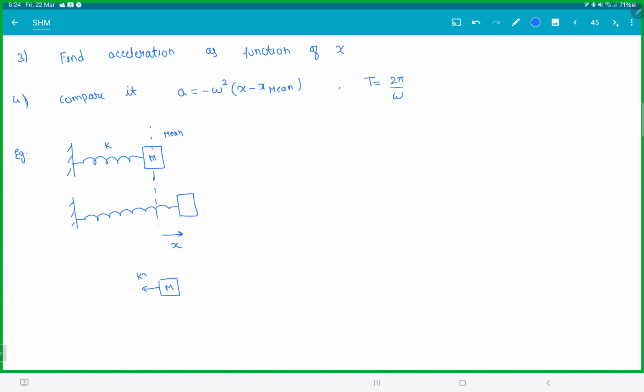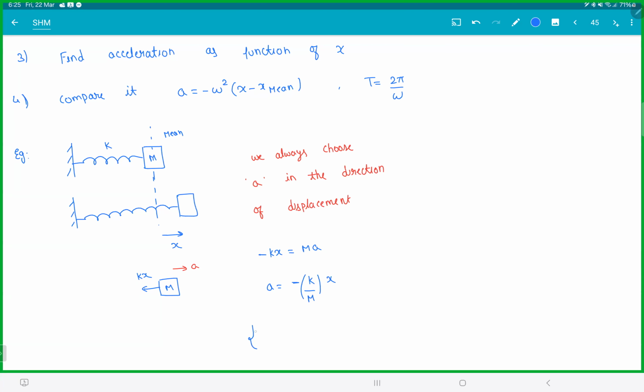The force will be kx. And remember the convention, we always choose acceleration in the direction of displacement. That is just a convention. If it is going forward, we think acceleration is also forward. We always choose a in the direction of displacement, and we know it is wrong, so automatically the sign will take care of it. The force is backward, acceleration is forward. So force is equal to mass into acceleration: minus kx, left is negative, right is positive, equals m into a. So we get a = -(k/m) x.